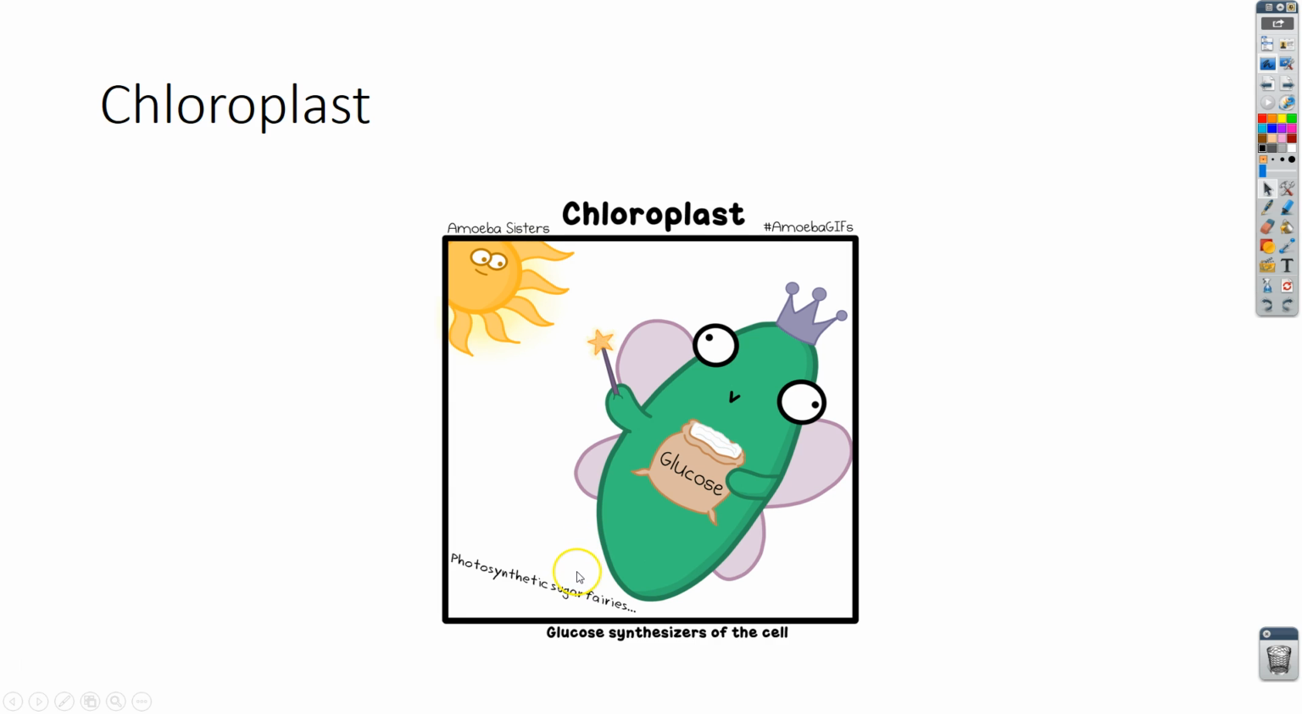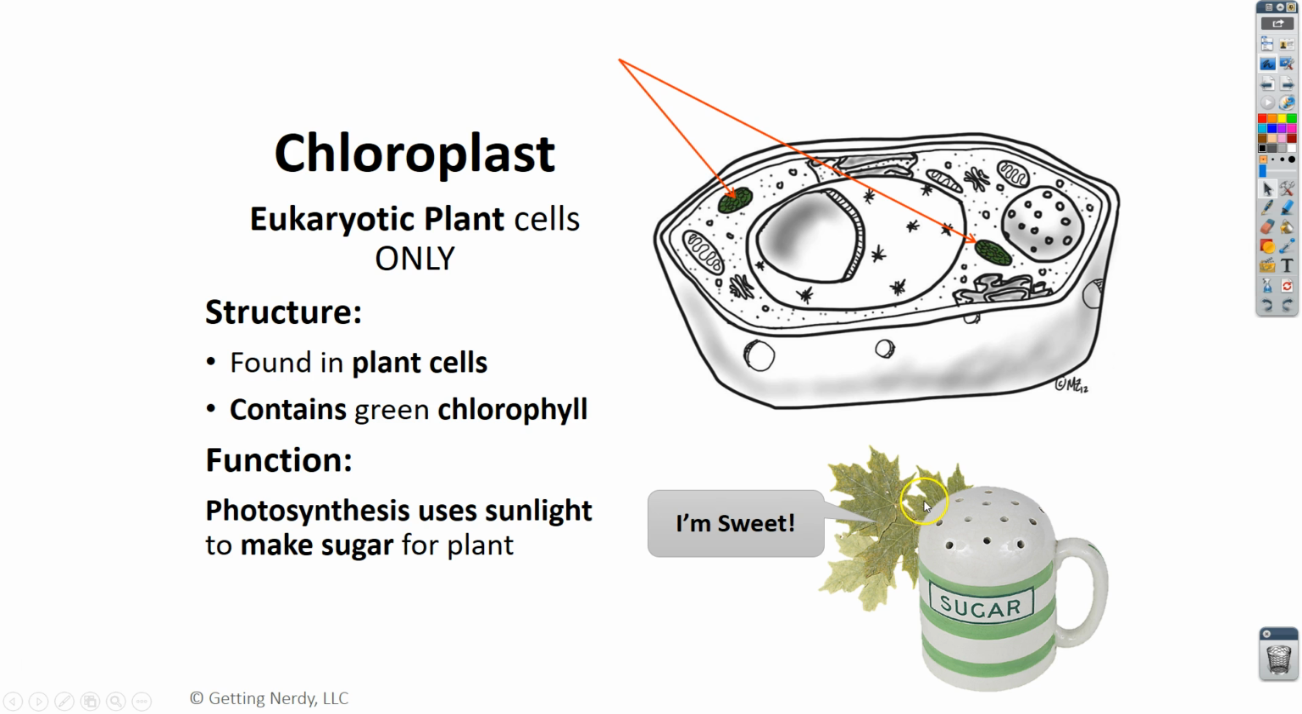The chloroplast is the next one. This is what we call a glucose synthesizer, and a synthesizer is just something that makes something else. So these make glucose from the sun and from some other chemicals that are on the inside. The chloroplast is found only in eukaryotic plant cells. It does contain something called green chlorophyll. The function is to use photosynthesis, which uses sunlight to make sugar for the plant.